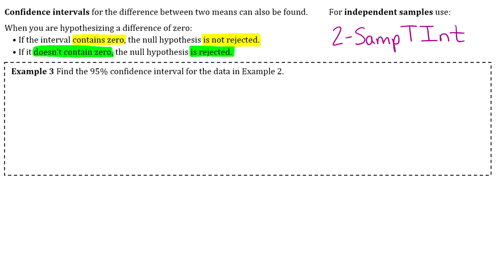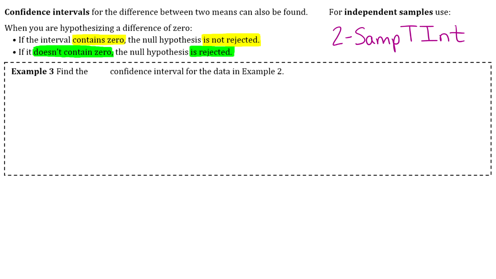Okay, so example 3 says find the 95% confidence interval for the data in example 2. Now this question does specifically say a 95% confidence interval, but I just want you to be aware, and we have talked about this before, that it might not always specifically give you that percentage. So this question could very well have left that out, and it could have just said find the confidence interval for the data in example 2, or it might say something like find the corresponding confidence interval. So it does not have to actually give you the 95%. You should be able to figure that out on your own.